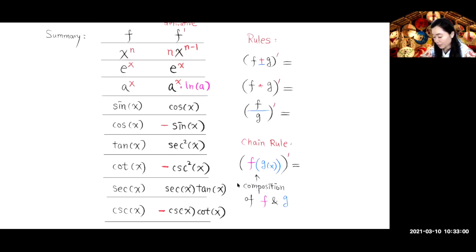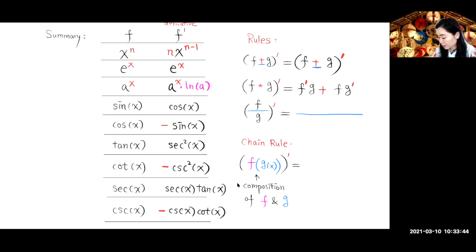And then we also went over a couple of rules. The sum and difference rule: the derivative of the sum is the sum of the derivatives, and the derivative of the difference is the difference of the derivatives. And then we also learned about the product rule. So differentiating f times g gives f prime g plus f g prime.